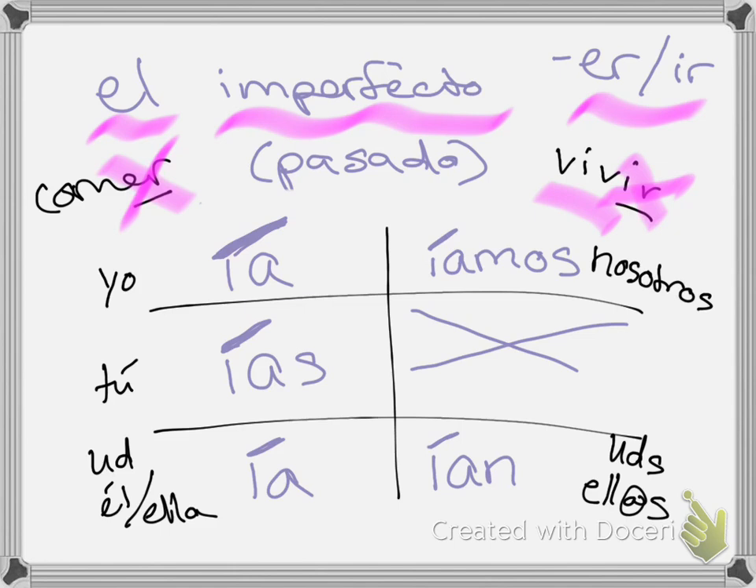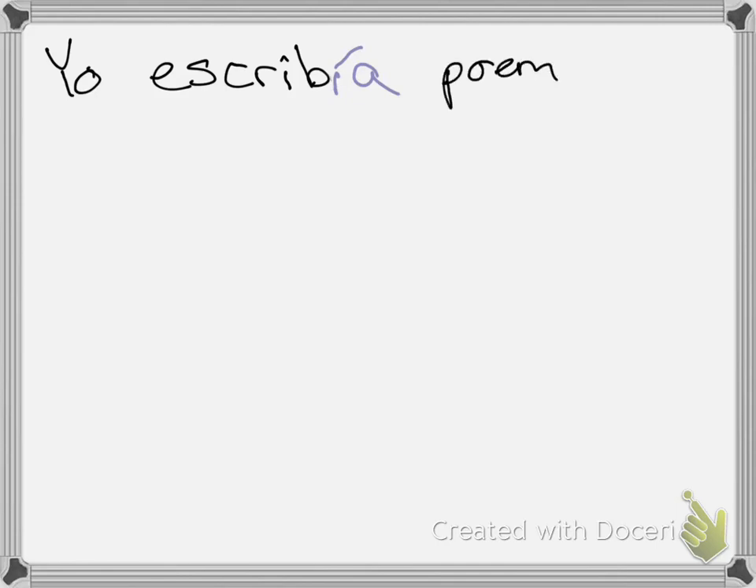So let's do a couple of examples. See? It's always good to have some examples. So we're going to start with yo. And then our verb is going to be escribir, to write. So remember, the first thing I do is I take off that IR ending and I add on my new ending, which would be ía. So escribía, yo escribía poemas. I used to write poems, which is really funny because I don't really like poetry, but I used to write poems quite often. Yo escribía poemas. Poemas, not poemos, poemas. Okay.